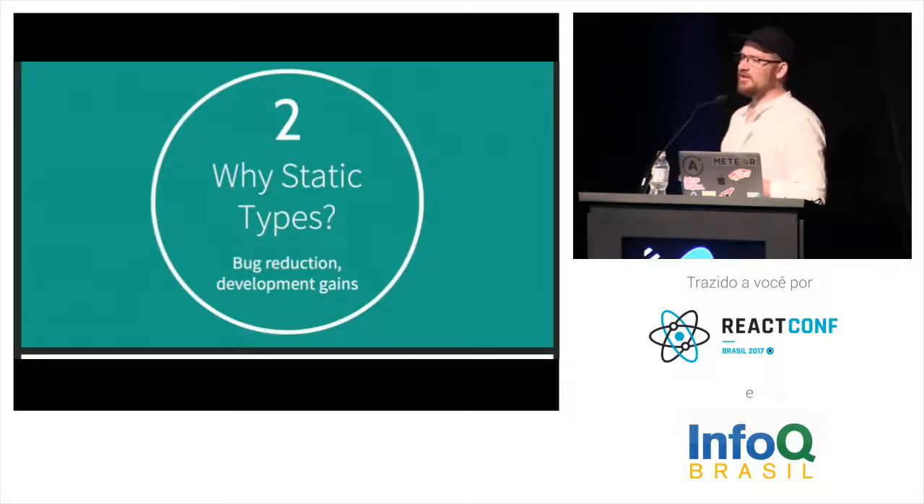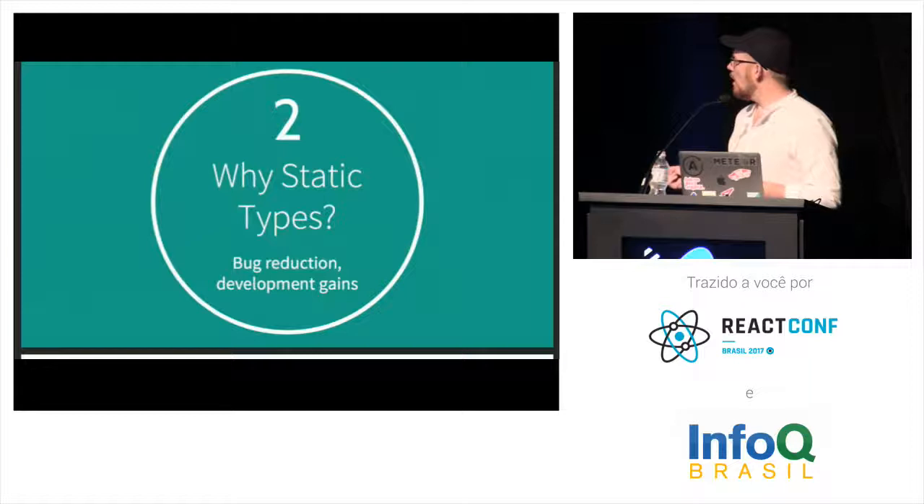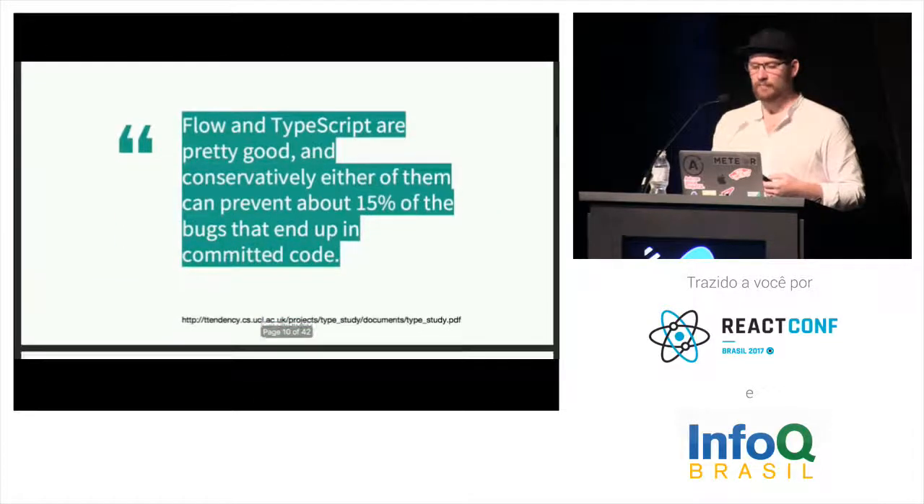So with all that flexibility, when you start building an app, you have to figure out, well, how am I actually going to write this app? What am I going to do? And so I want to make a case for using some form of static typing, whether that's Flow or TypeScript, or if you want to be experimental, try out Reason. Two of the big reasons are a known bug reduction and some pretty impressive development gains that can really change how you and your team work together.